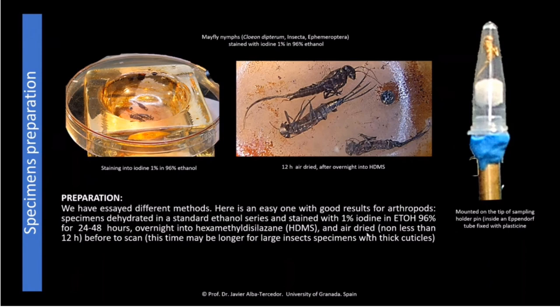For instance, a big beetle needs even several days. If you don't dry it properly, you will see all the internal parts blurry, not very well contrasted. So it's very important that the internal organs are completely dry. So the hexamethyldisilazane or a critical point dryer, you can use it.